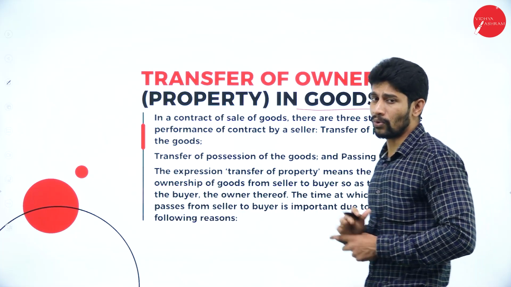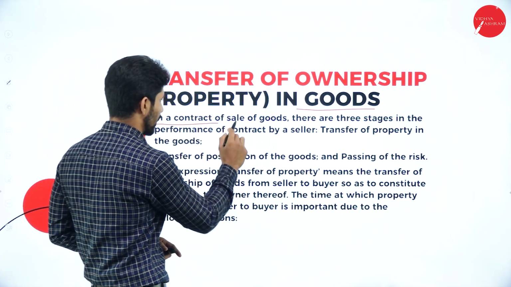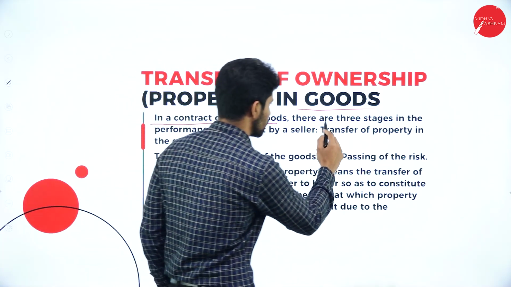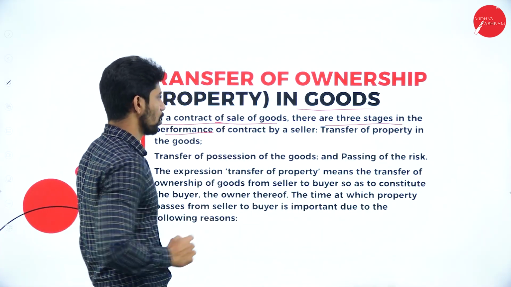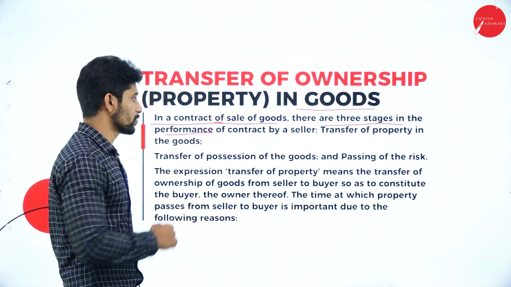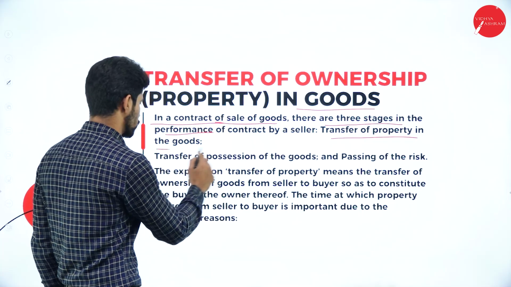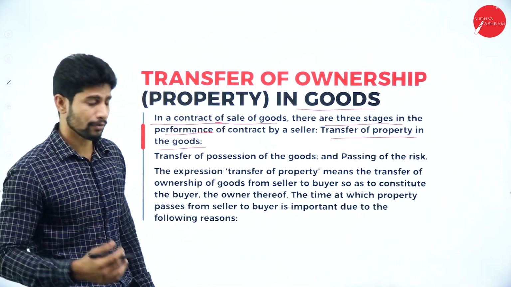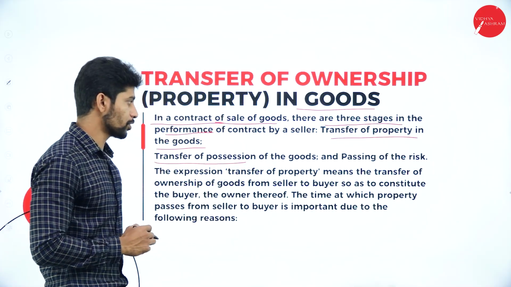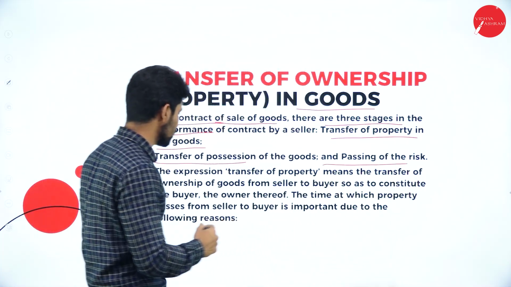Transfer of ownership in goods. What is this transfer of ownership with respect to sale of goods? In a contract of sale of goods, there are three stages in the performance of contract by a seller: transfer of property in the goods, transfer of possession of the goods, and passing of the risk.